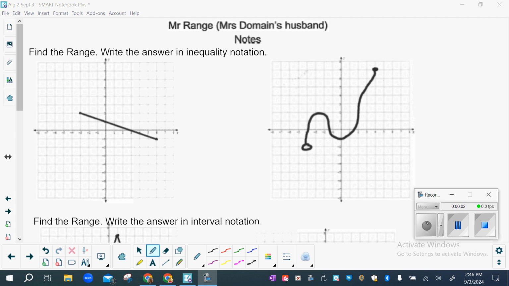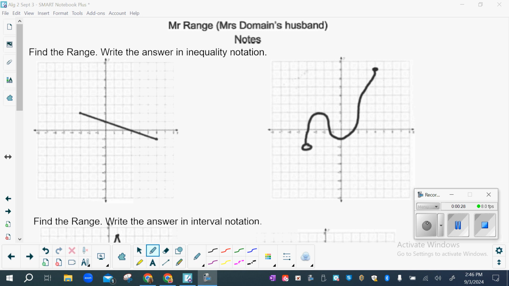On Friday, we found the domain, which is in the x direction. Which direction on the graph is the x direction? Left and right. So today we're finding range, which is what direction on the graph? Up and down. Does that make sense? So we're going to go up and down now.